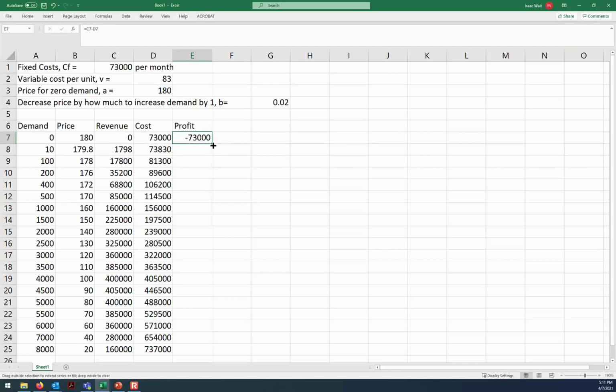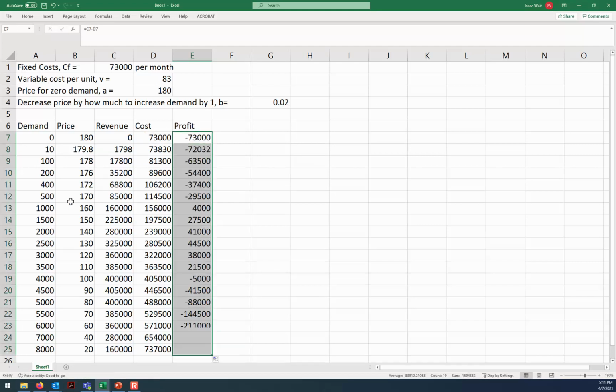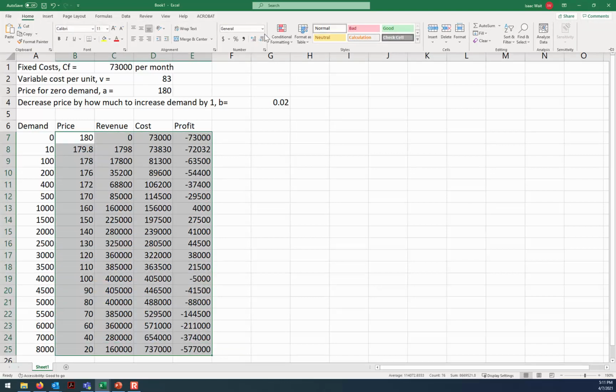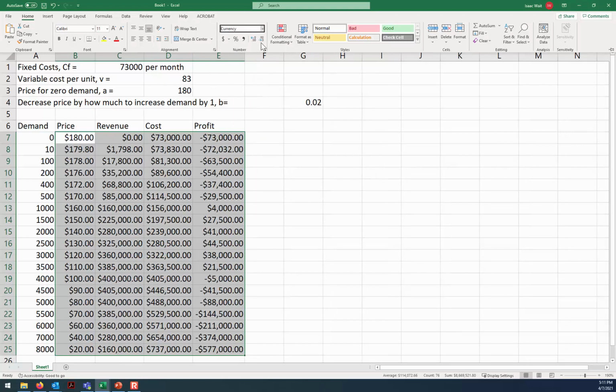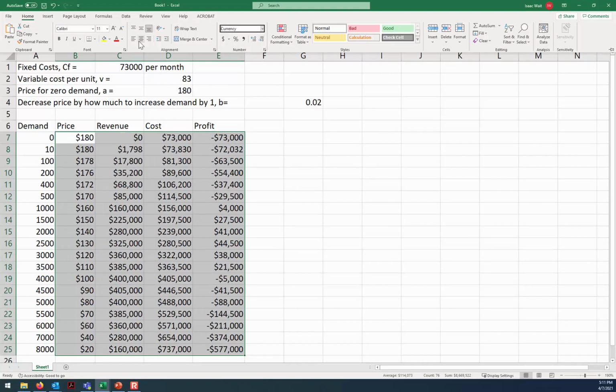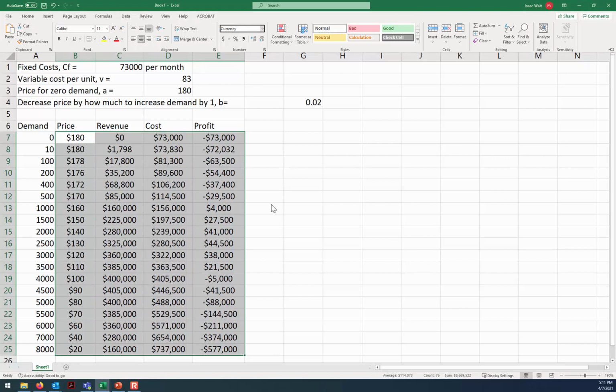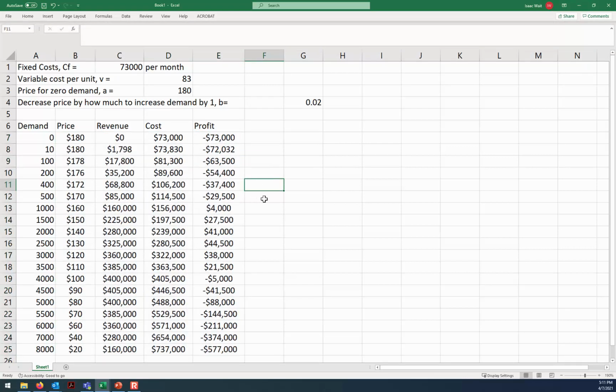Okay, so now with this table, you can see, let me go ahead and format this as currency just because it makes it a little bit easier to see if we've got those commas there, and the dollar signs help us know that this is money. Okay, in the example, one of the things we calculated was the break-even points, and so you see how our profit is negative but then it goes positive.